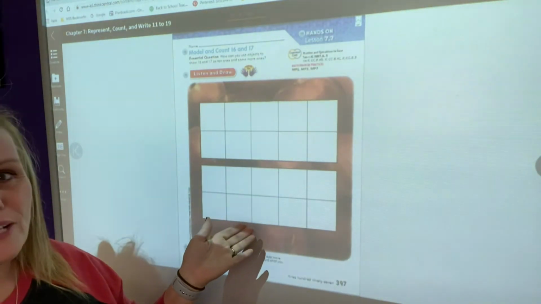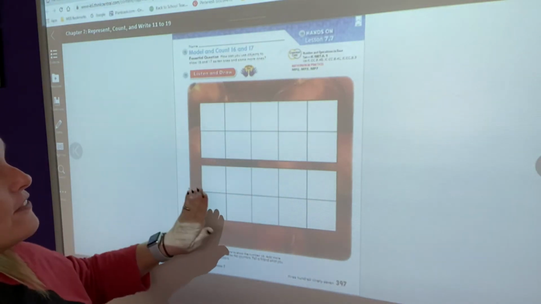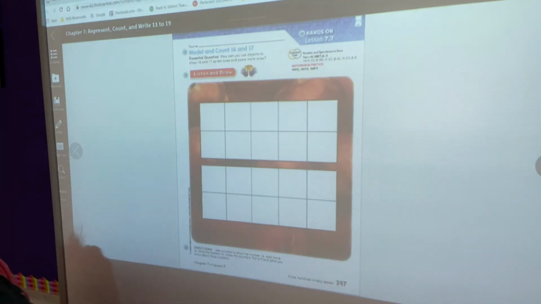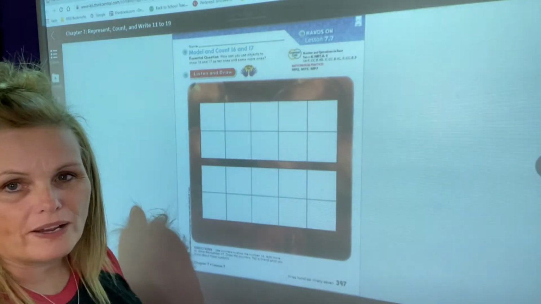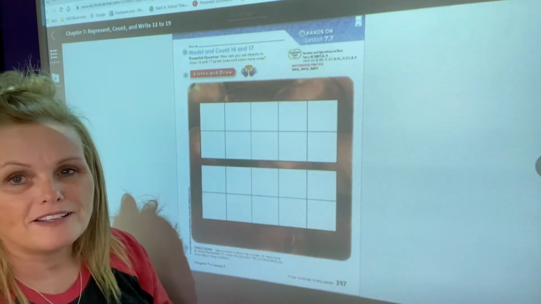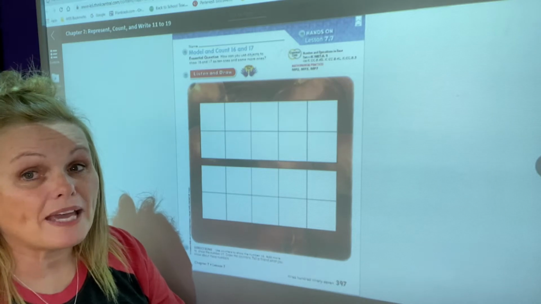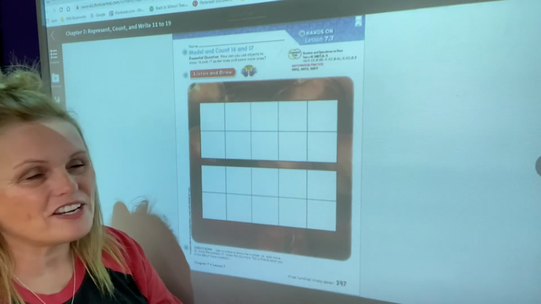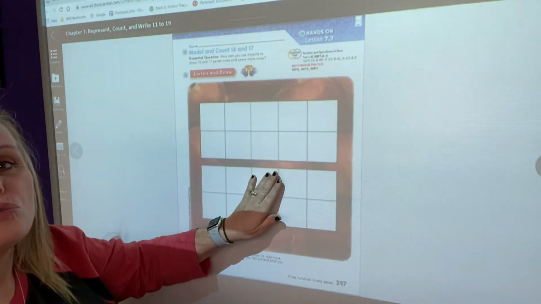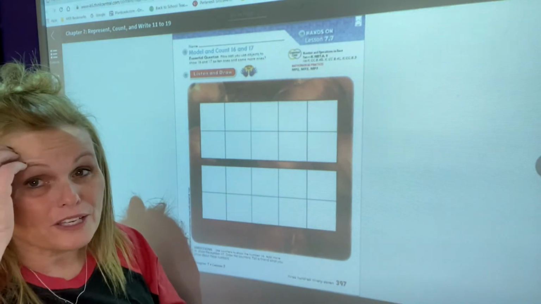I want you to notice, I don't just have one 10 frame today. I have two 10 frames. We were just adding numbers before. Now we have two 10 frames. What do you think would happen if both of my 10 frames were full? Do you know how many counters we would have? If you can count by tens, I think you can figure it out. 10 and 10 more, 10, 20 if we filled it all. We're not gonna fill it today, but we're working towards that.